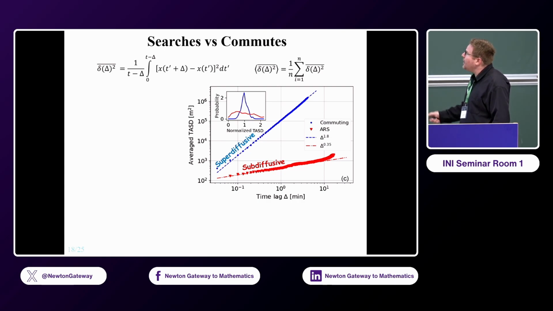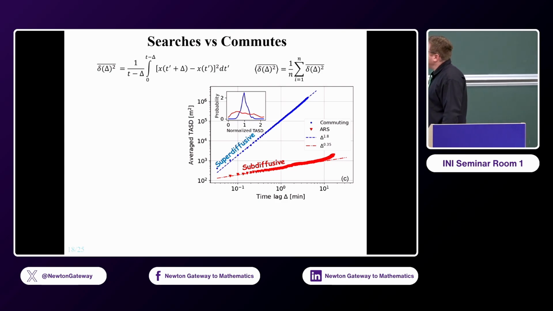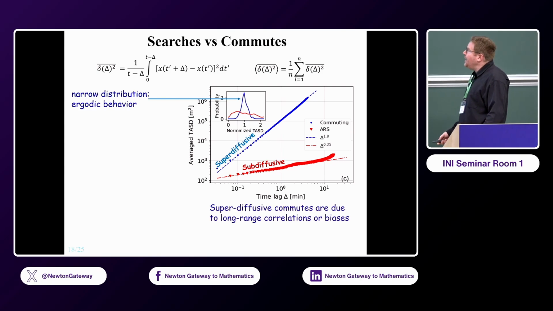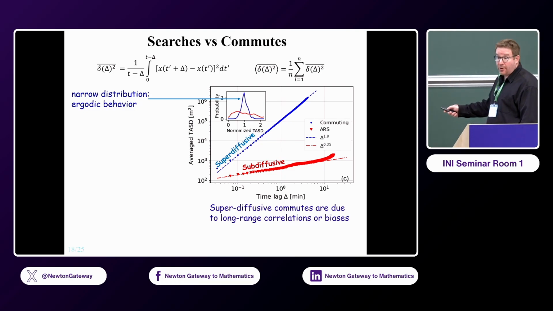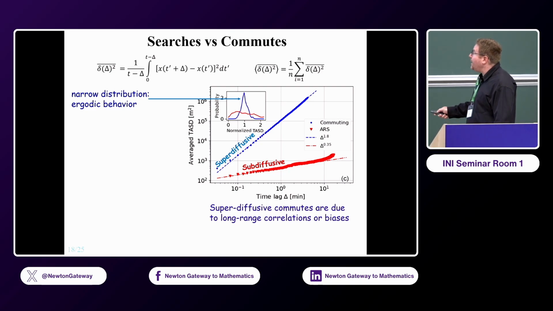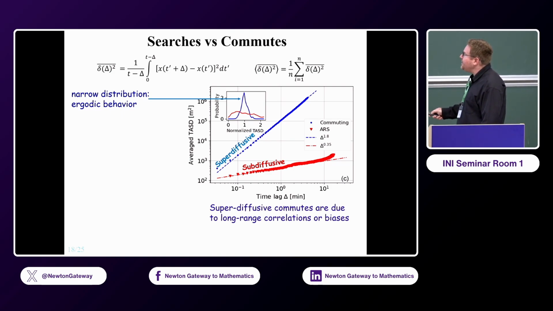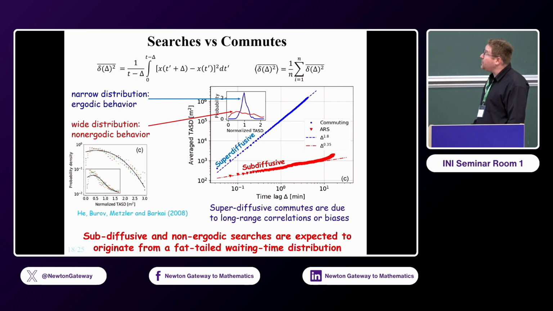I think here we chose a delta of half a minute. What does it mean? A narrow distribution means that the trajectories are reproducible. There is a typical trajectory, and it means that the behavior is ergodic. This is already known. It was extensively investigated in the past that these commuting segments are due to long-range correlations or biases. Of course, this is understandable. But what about the searches?